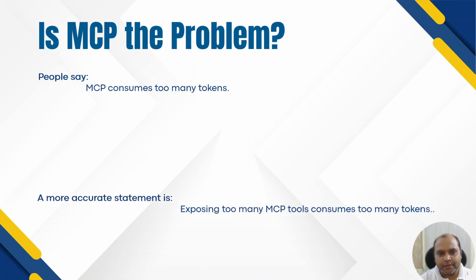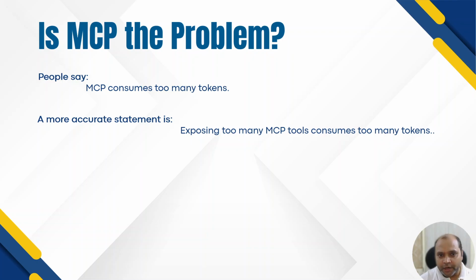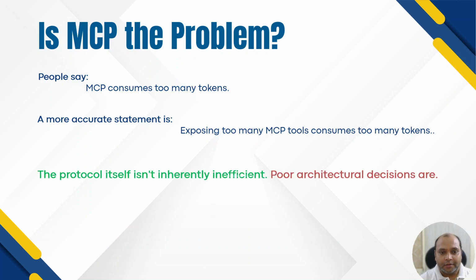Let's understand this. The more accurate statement is that exposing too many MCP tools consumes too many tokens. Yes, because it is up to you how you like to utilize it. The protocol itself isn't inherently inefficient, but poor architectural decisions are. If your architectural decisions are not properly analyzed, then you may have this problem called token explosion. You may pay more cost for utilizing small things.